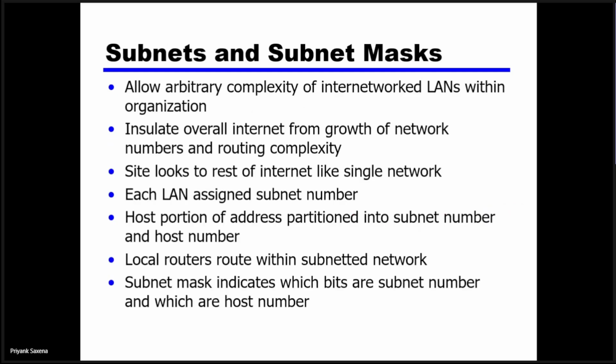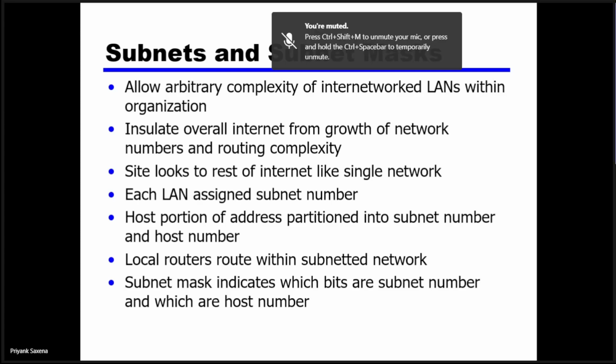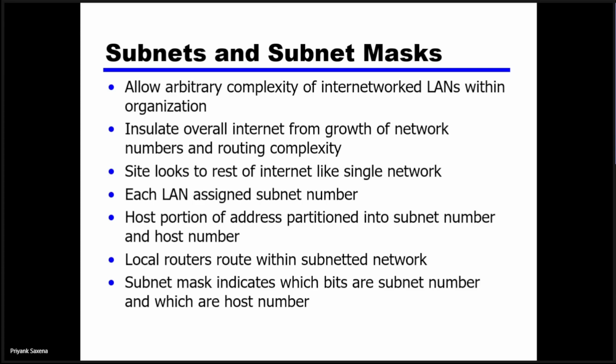So now, since the addresses were depleting because of this class-wise assignment of addresses, the possible solution was to have subnetworks and a subnet mask.